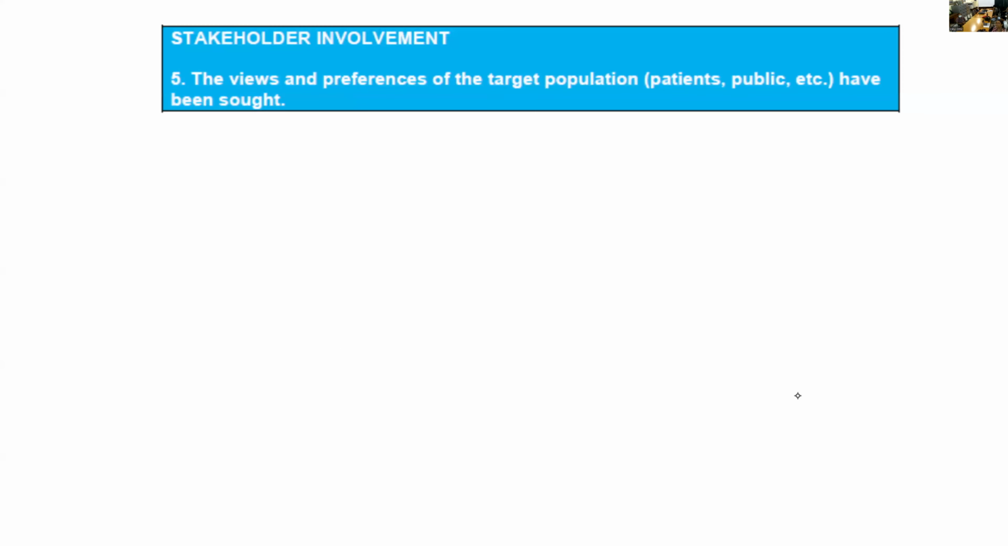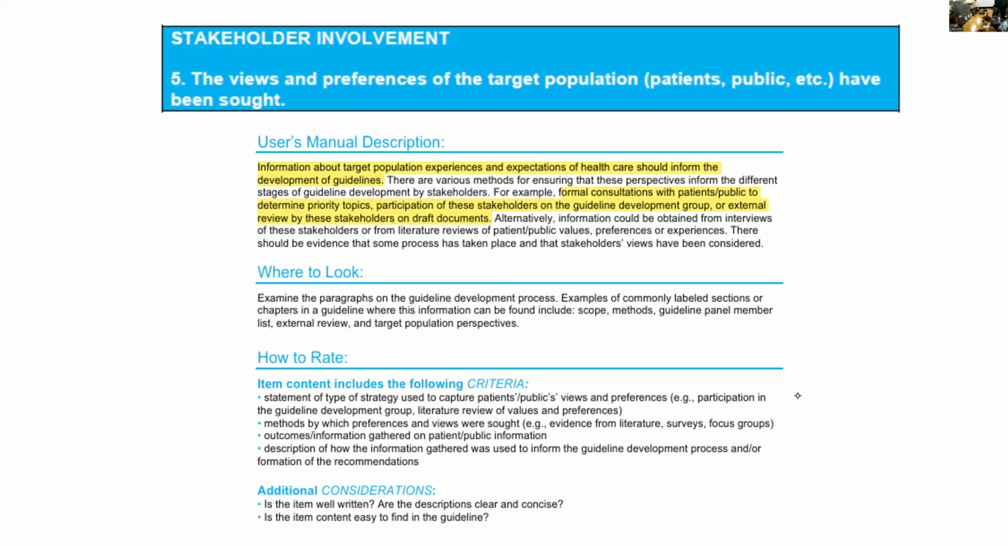Next question: the views and preferences of the target population have been sought. So essentially what they're saying is whether there was any mention of the type of strategy that was used to capture patients' views and preferences, participating in the guideline group, literature review, methods by which these preferences and views were sought, outcomes and information gathered on the patient, and a description of how this information gathered was used.